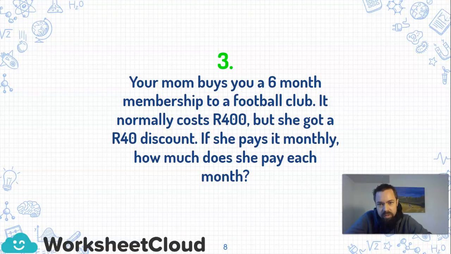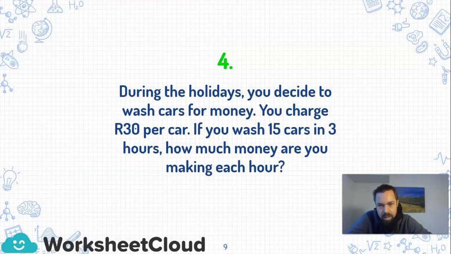Okay. Question 3. Your mum buys you a 6-month membership to a football club. It normally costs 400, but she got a 40 Rand discount. If she pays it monthly, how much does she pay each month? Number 4. During the holidays, you decide to wash cars for money. You charge 30 Rand per car. If you wash 15 cars in 3 hours, how much money are you making each hour?